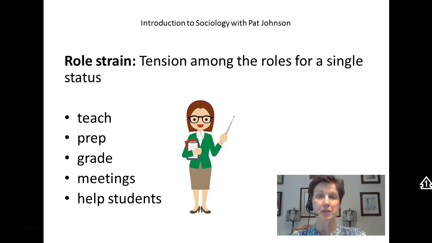I know for my students, sometimes there is role strain in their status of being a student, that they may need to study for one course, write a paper, or do a project for another course. So this is another example of role strain. Again, think about the statuses, their roles, the role strain, and the role conflict in your life.